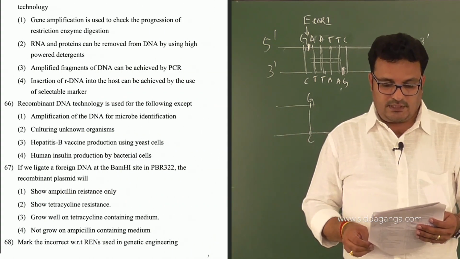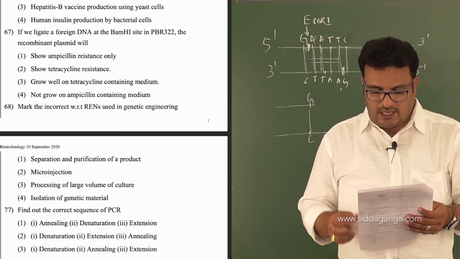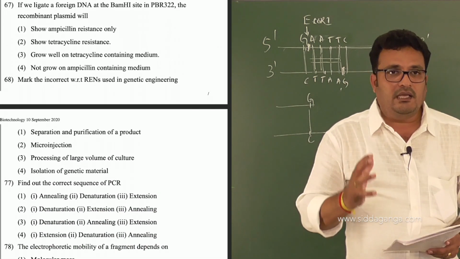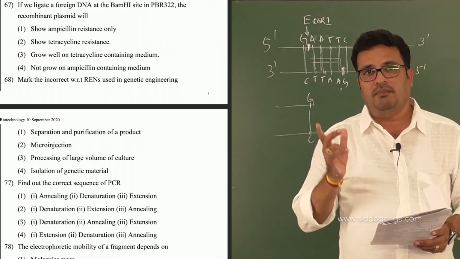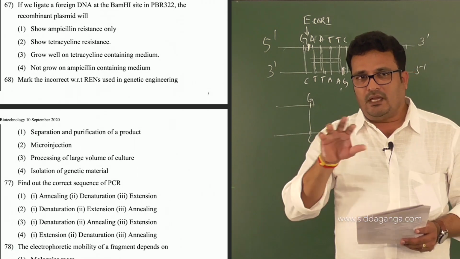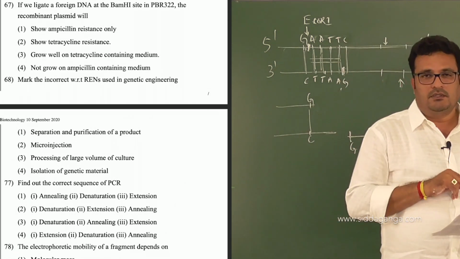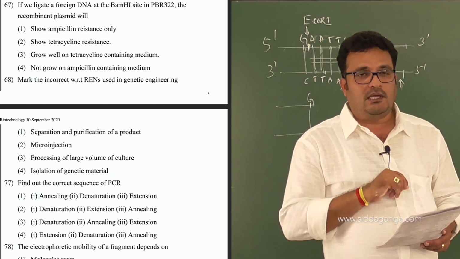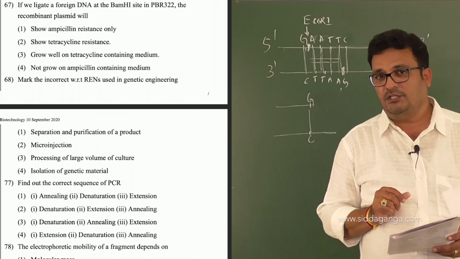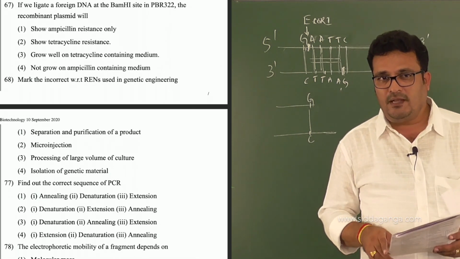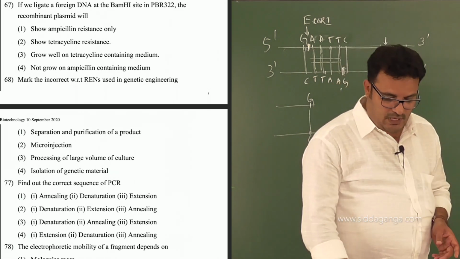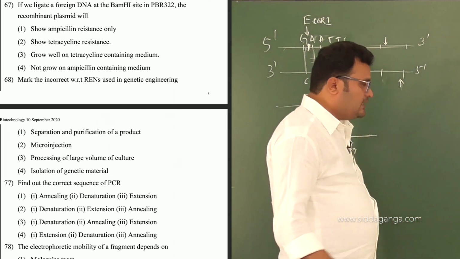Next, question number 67. If we ligate a foreign DNA at the BamHI site in pBR322, the recombinant plasmid will, see, the recombinant plasmid will, it says. So we bring the foreign DNA and insert it at BamHI. In pBR322, at the BamHI site, there is the tetracycline resistance gene. pBR322 has a tetracycline resistance gene.